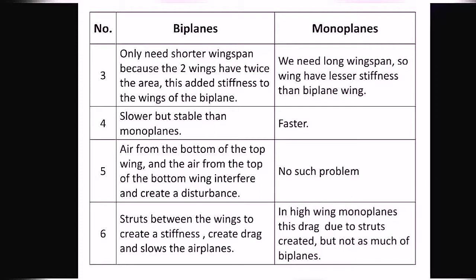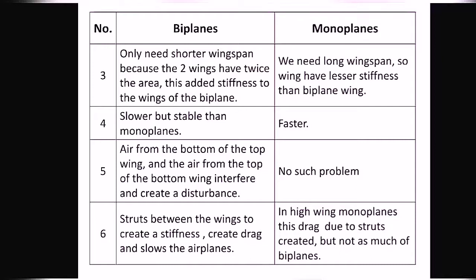It is the place between the bottom of the top wing and the top of the bottom wing. So in that place, the air will interfere and create a disturbance. But in monoplanes, there is no such problem because it only has a single wing.